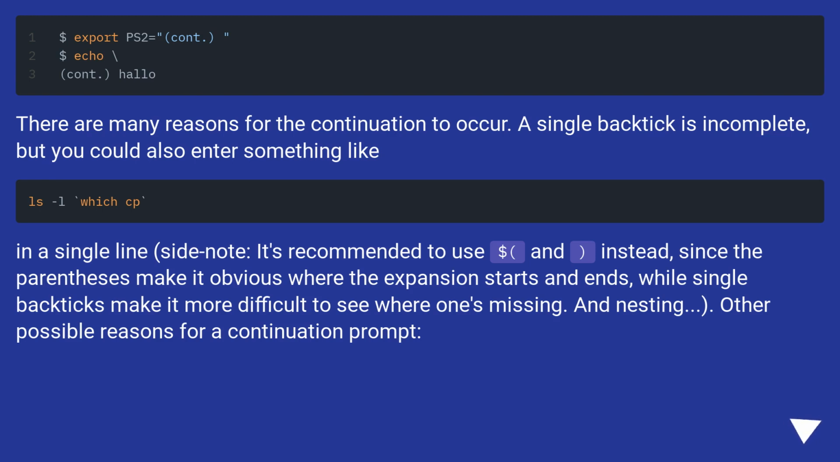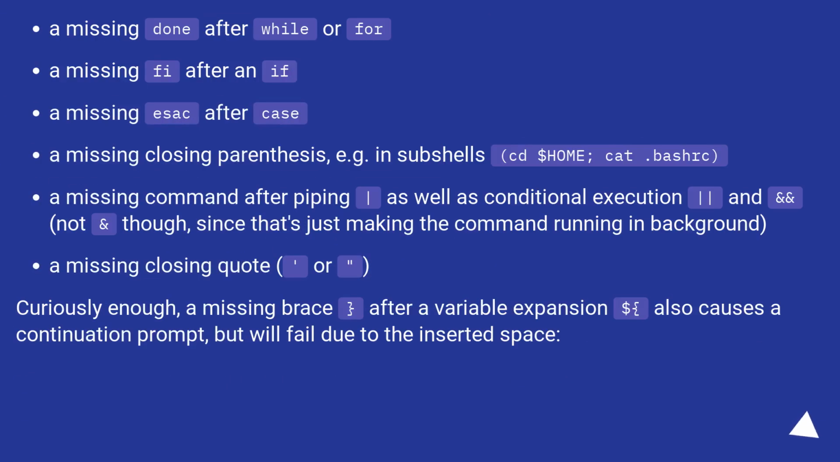And nesting. Other possible reasons for a continuation prompt: a missing done after while or for. A missing fi after an if. A missing esac after case. A missing closing parenthesis, for example in subshells. A missing command after piping, as well as conditional execution, || and &&. Not a single &, though, since that's just making the command run in the background.